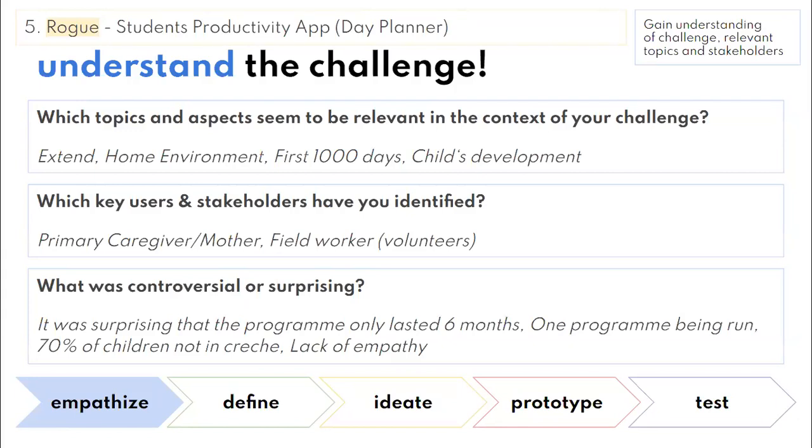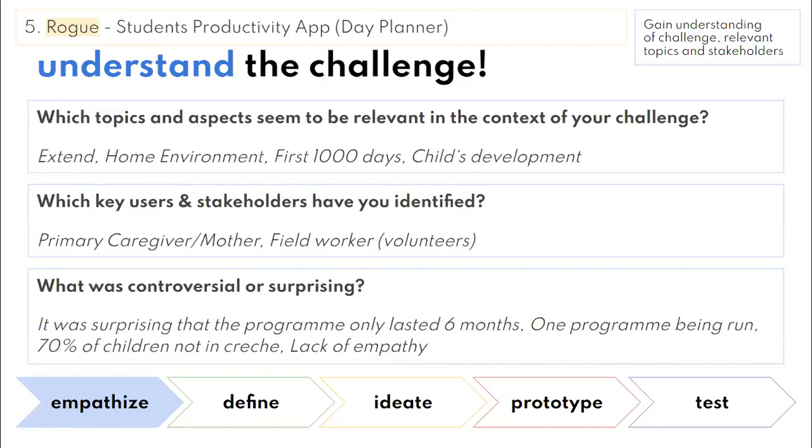For this particular challenge of early childhood development, a relevant aspect was the extension. They needed to be an extension of the program, the extension of that engagement. The home environment was a context that needed to be named for that challenge. The concept or idea of the first 1,000 days.